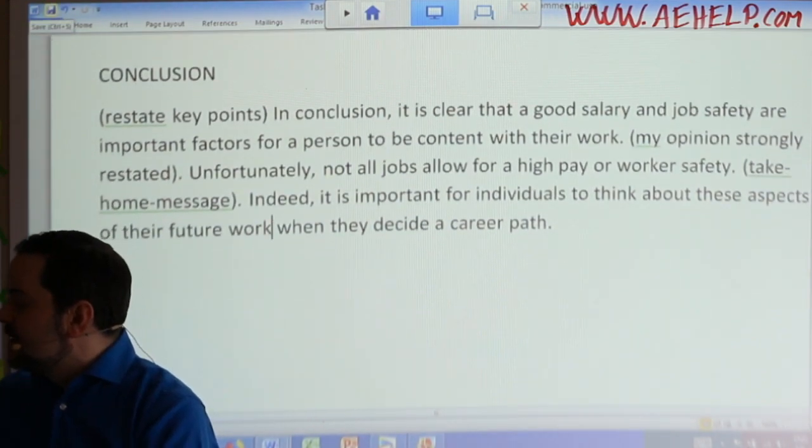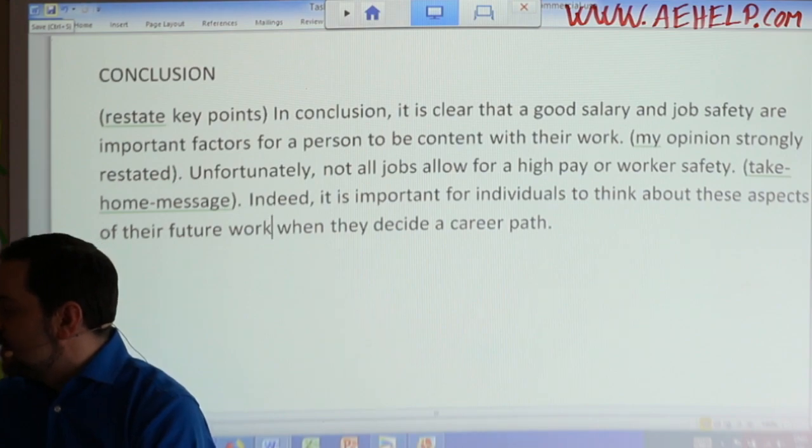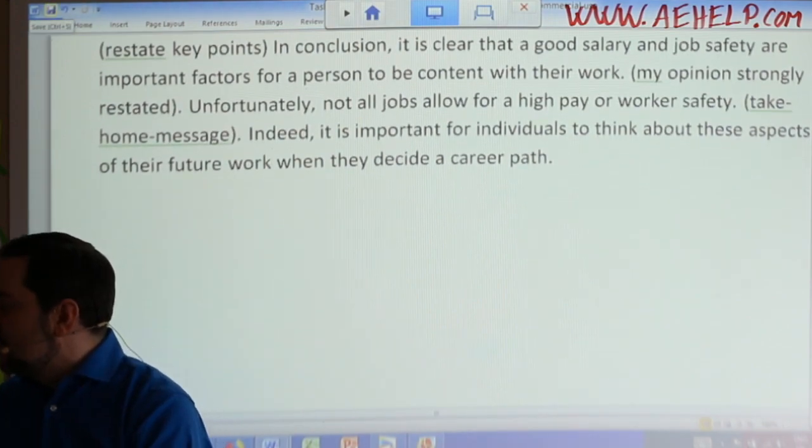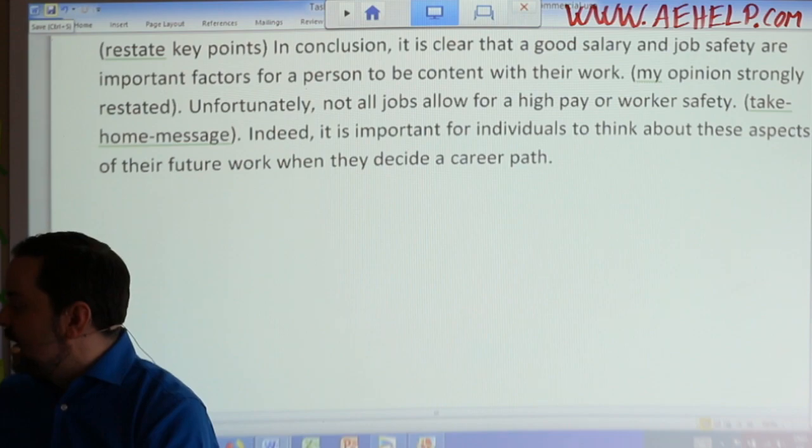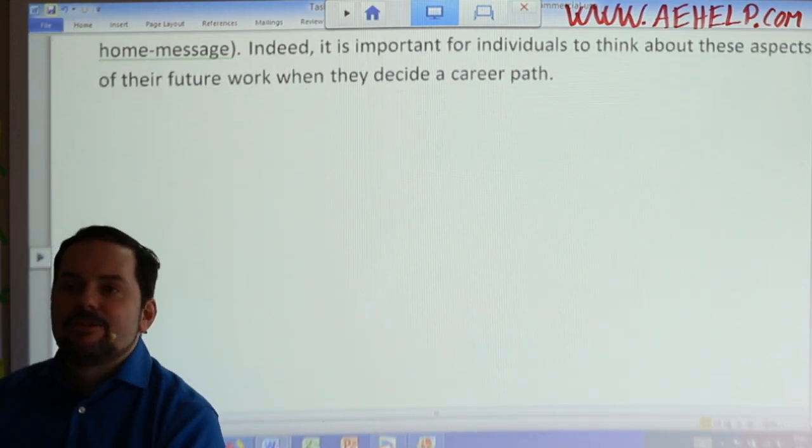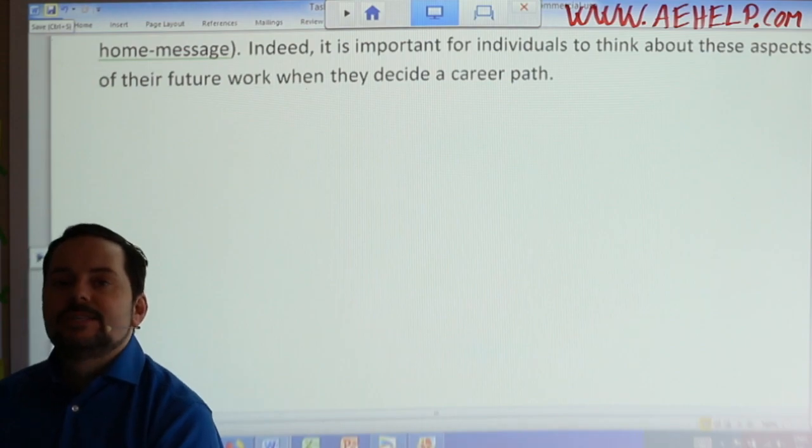In conclusion, it is clear that a good salary and job safety are important factors for a person to be content with their work. Unfortunately, not all jobs allow for a high pay or worker safety. Indeed, it is important for individuals to think about these aspects of their future work when they decide a career path. Okay, so that's the essay.